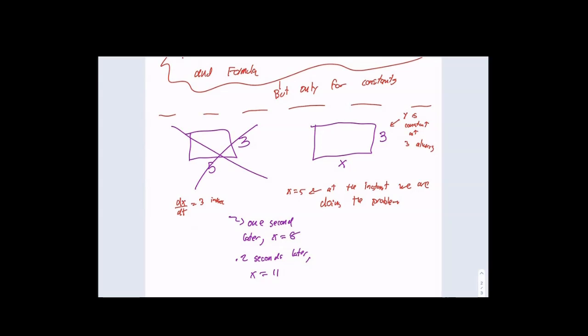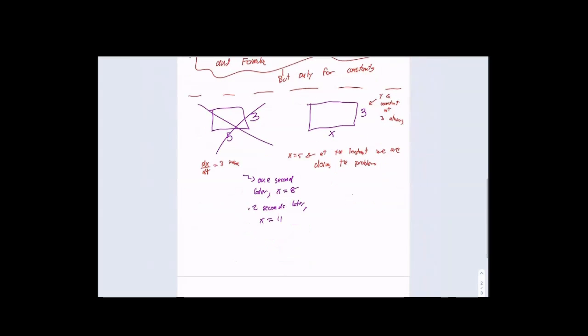So at this instant that we are doing the problem, x is 5. A second later, x is 8. Another second later, or 2 seconds later from the original problem, x is 11. So every second, x is increasing by 3. 3 more, 3 more, 3 more. So that's why we keep it as a variable. But y is 3 inches right now, and a second later, it's still 3. 2 seconds later, it's still 3. It's always going to be 3.